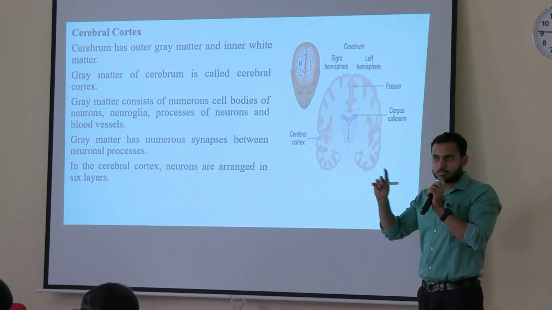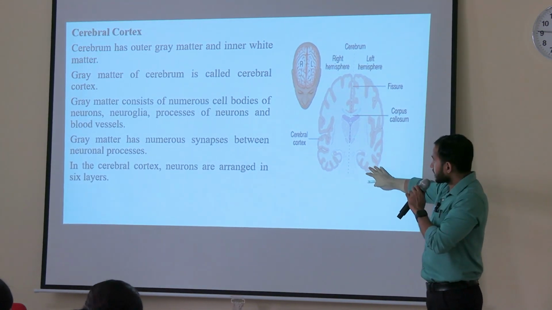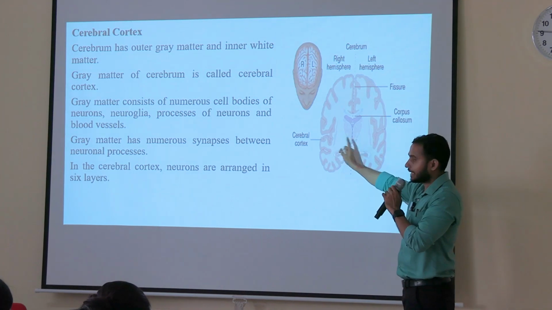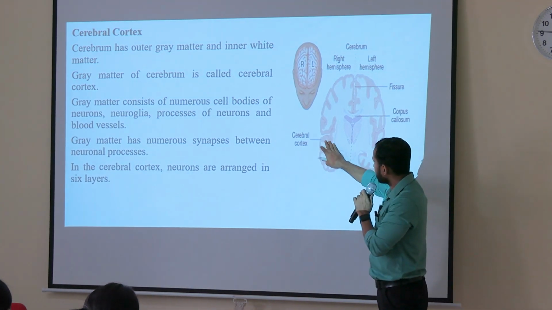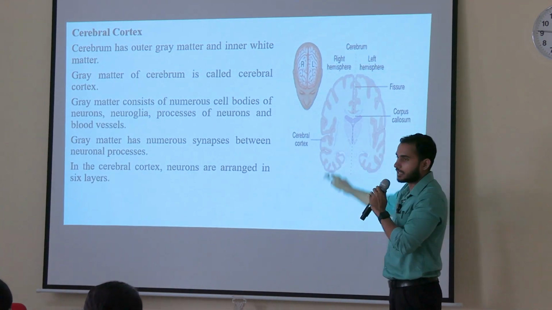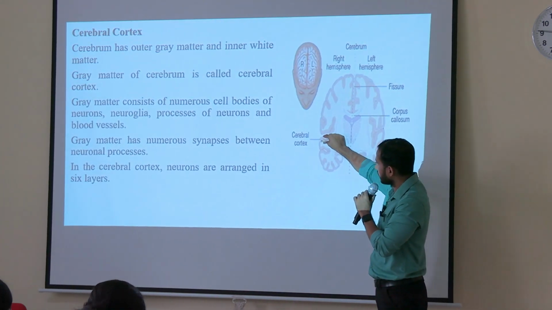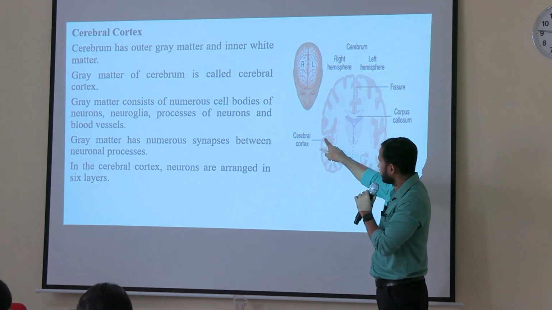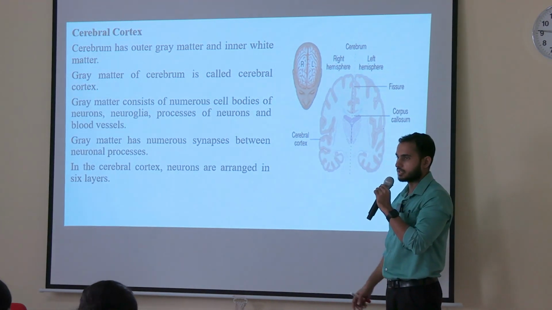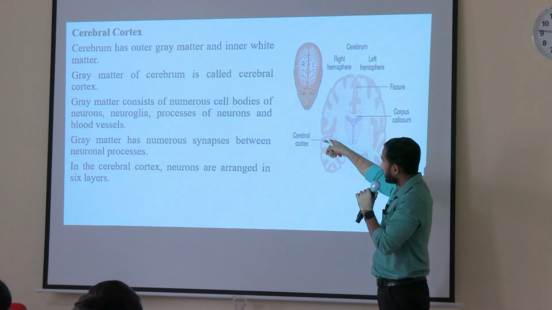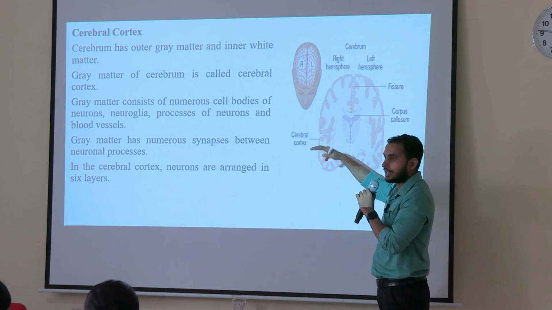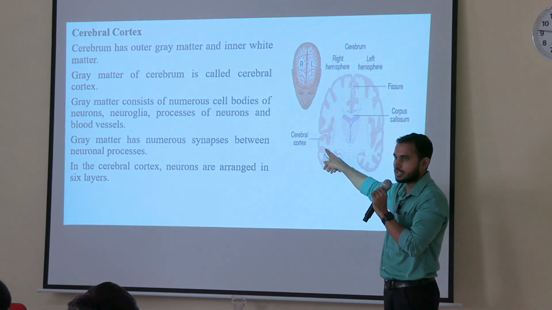Now in the coronal section you can see two color areas are shown. Can you see this dark color area and this bright color area? Why have I shown you this? So that you can understand that this is the cerebral cortex. This part is the cerebral cortex. So we have to study this particular area: the layers, the microscopic structure of this area.